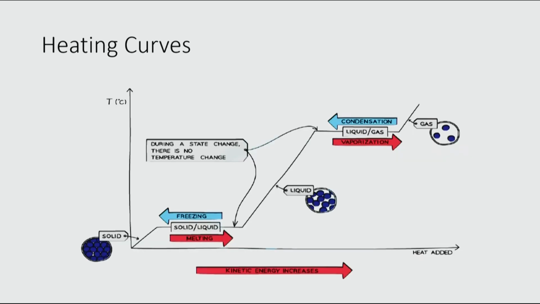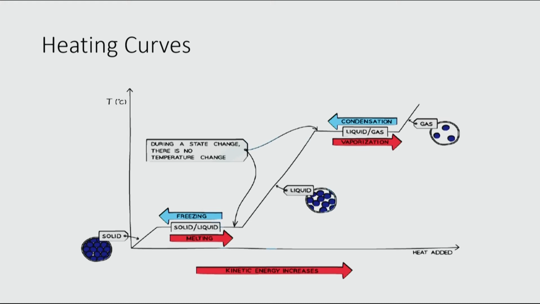Now the heating curves. As solids and liquids are heated up, the temperature and the changes of state can be displayed using a heating curve. If we look at the diagram, for a heating curve the x-axis is usually the heat added, and the y-axis shows the temperature, the increase in temperature as you add the heat.